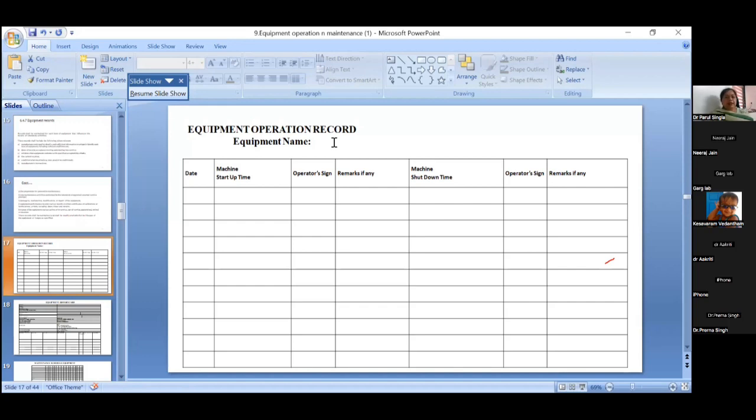You can write, let's say, the startup time. If you're working 24/7, then you may not need it. But sometimes you have two equipment, one equipment functioning in the morning and the other functioning in the night. Then you should have a machine startup time and a machine shutdown time. This should be recorded. It is for the good.